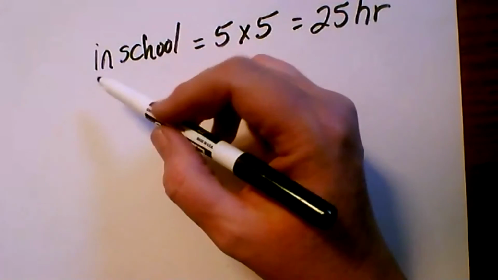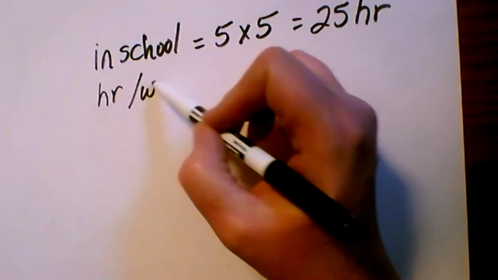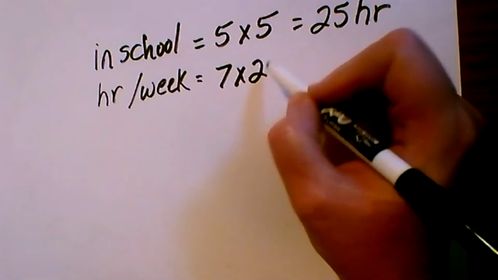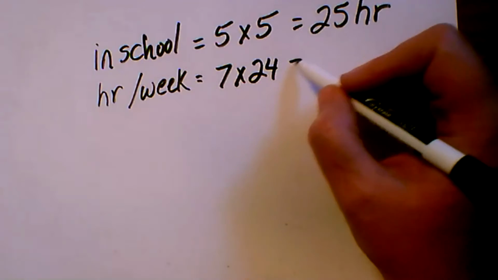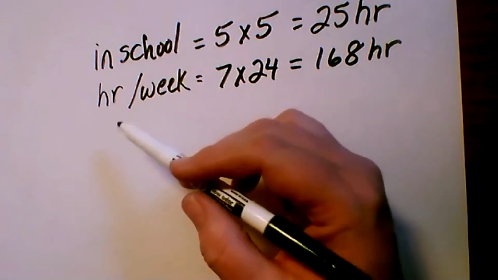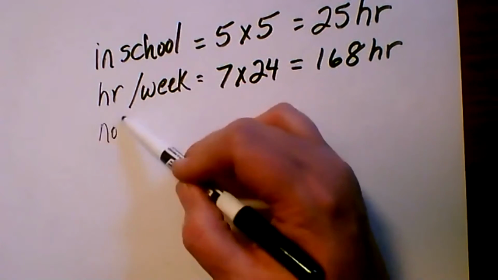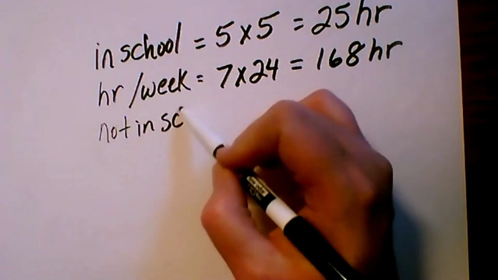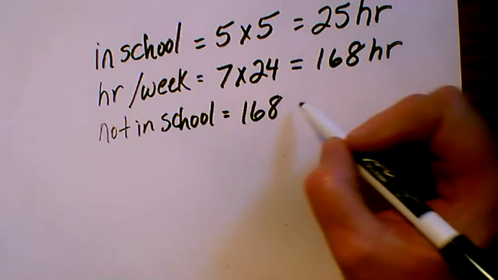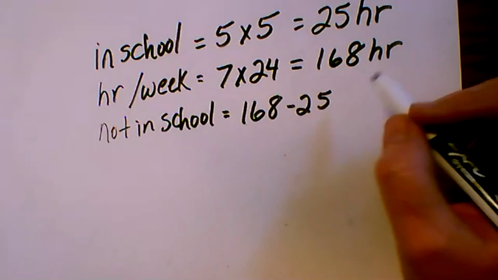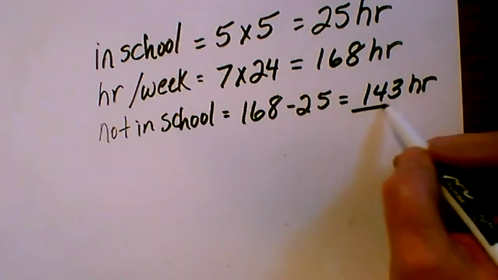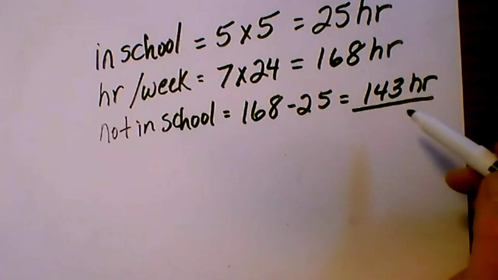And then how many hours are in a week? Right, so we have 7 days and that's times 24 hours. So we have 168 hours in a whole week. So the time not in school is 168 minus 25, which gives us 143 hours. So 143 hours when Kenna is not in school.